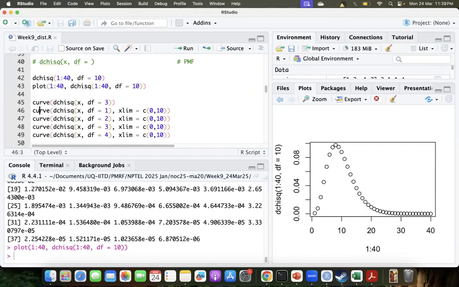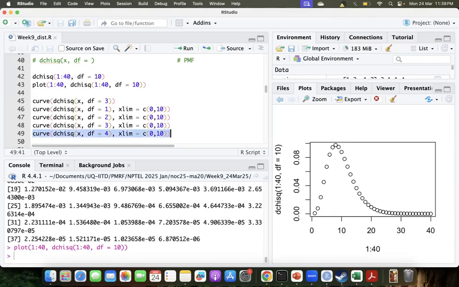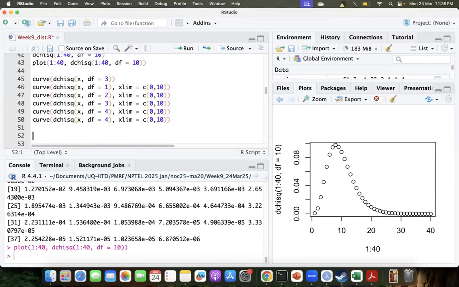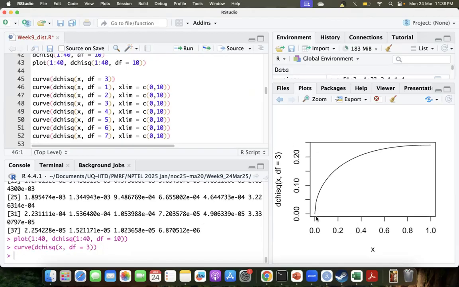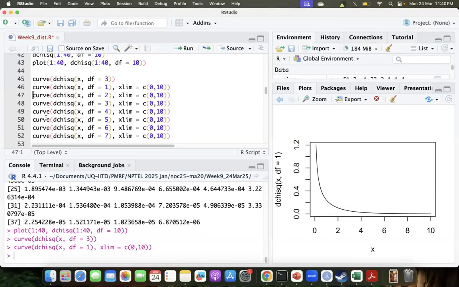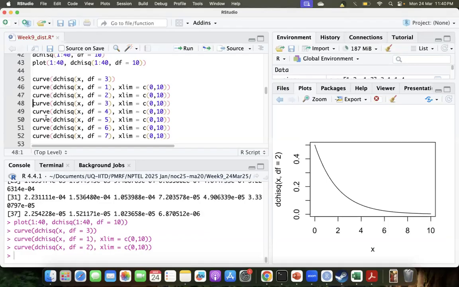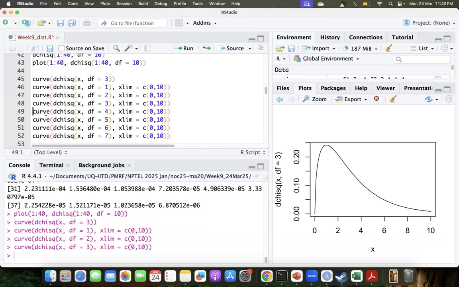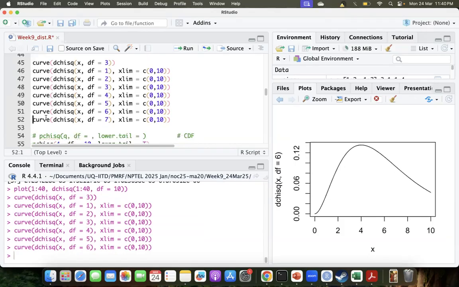So what we can do is, let's actually take a few more examples. 4, 5, 6, and 7. Okay. So if I'm doing degrees of freedom 3 and I'm just saying curve, so by default, the curve function just plots between 0 and 1. So that's not enough. So we'll specify the x limit between 0 and 10. So we take a look at with degrees of freedom 1, that's what it looks like. Degree of freedom 2, it changes. Degree of freedom 3, it dramatically changes. Then 4 and 5, 6, 7, 8.